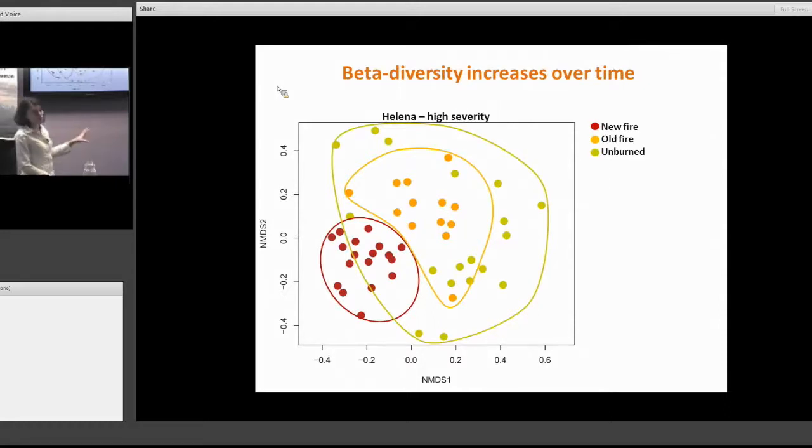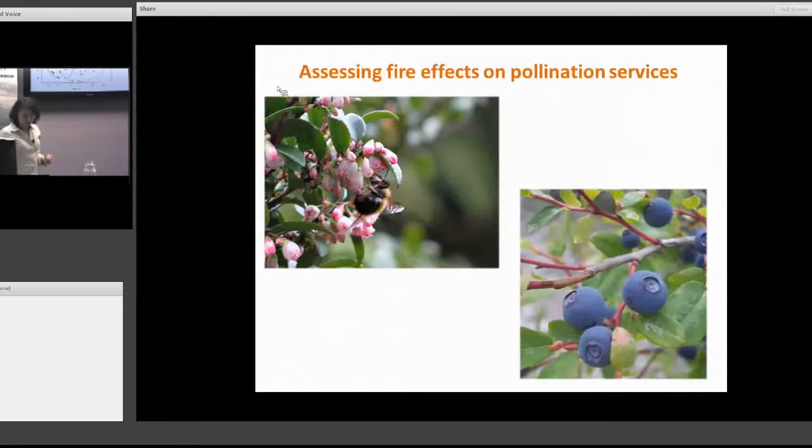So Helena is really low productivity, but if we look at, for example, Whitefish, whether or not we'd see similar or different results there as well. So we'd love to be able to link all of these patterns that we're seeing in plants and hopefully in pollinators soon, as well as plant-pollinator interactions, linking those patterns to actual effects on pollination service.